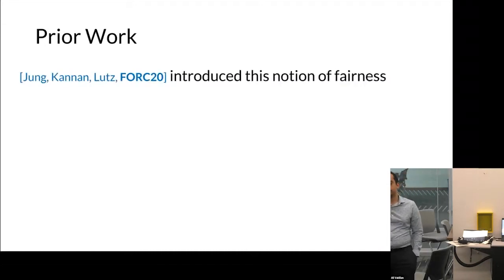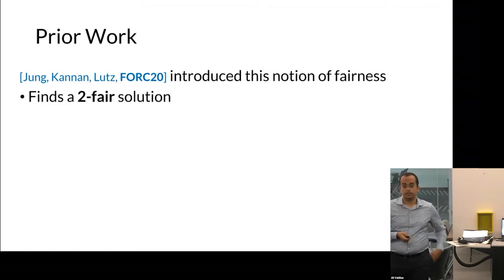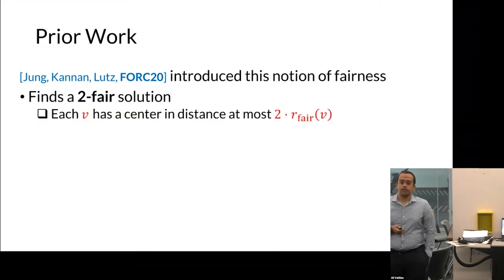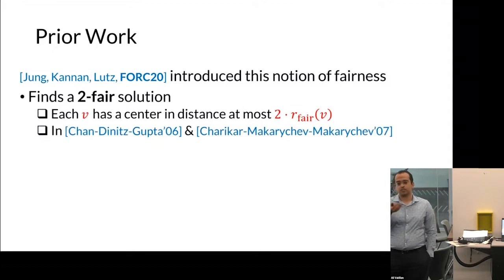Okay, so I mentioned, this notion was introduced by Jung and Lutz. Basically, they show that you can always find the two-fair solution, where you can find K centers such that every point sees a center at distance at most 2 times its fair radius. And interestingly, it was somehow implicit in some earlier work on metric embedding, for instance, one by Charikar and Urian-Kostia, and one by Chen, Denitz, and Gupta. So it seems to be an interesting notion in the sense that it has some other applications as well.